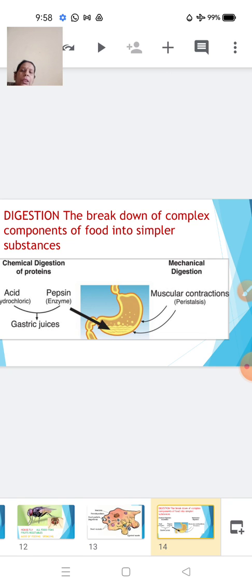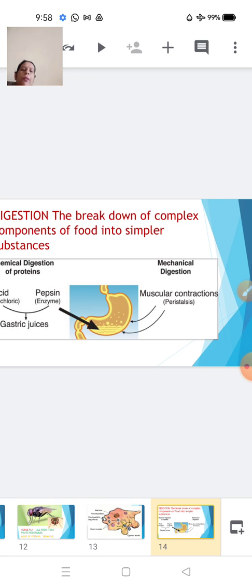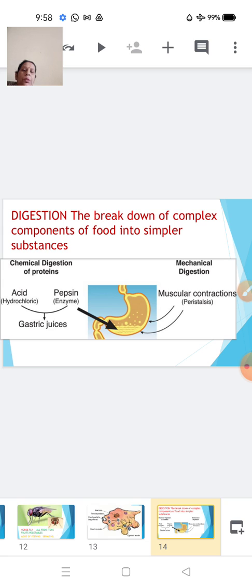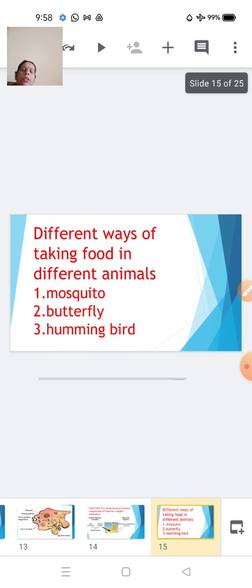Here this is the chemical digestion of the protein that I am talking of. Apart from that, there is mechanical digestion, which takes place with the help of muscular contractions. So this is all taking place for breaking down the food into simpler substances. All these, children, we will be talking of in this chapter one by one. As I said, there are 5 steps of digestion: ingestion, digestion, absorption, assimilation, and egestion. We will be talking about them one by one in the chapter.